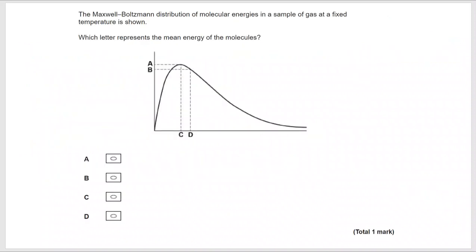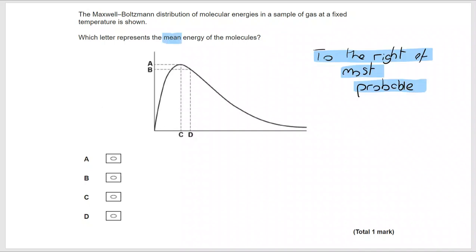Okay, next question for you. Which of these represents the mean energy of the molecules? So the first thing that we need to remember, already discussed on the previous question, is that the mean is to the right of the most probable. So it's not at the highest point of the curve, it's to the right. That then takes us to a 50-50 chance of B or D. But we've also then got to remember that the axes never change. The x-axis is energy. That gives us letter D as the correct answer.